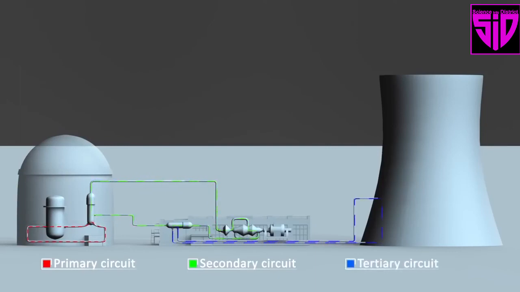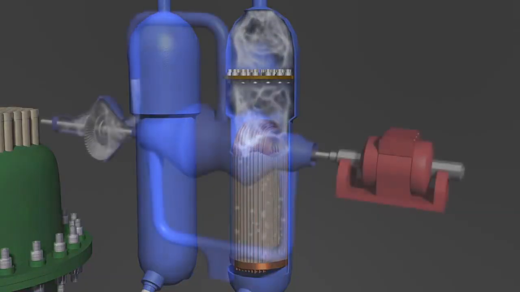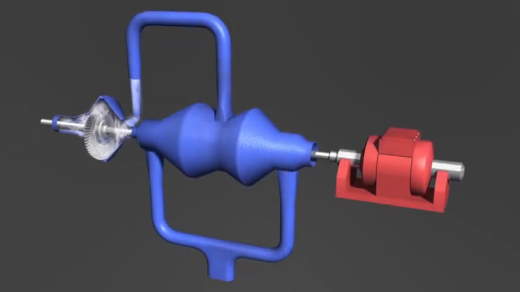electricity. Safety systems and containment structures are in place to protect the public and the environment, and the management of radioactive waste is a major concern.